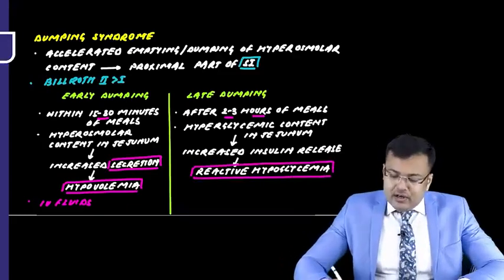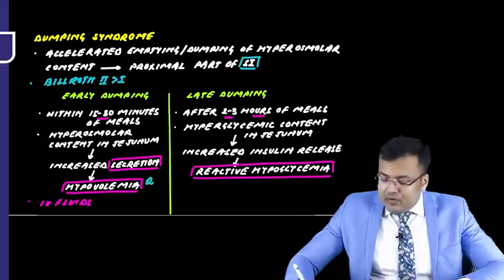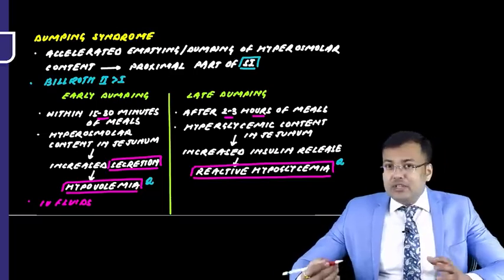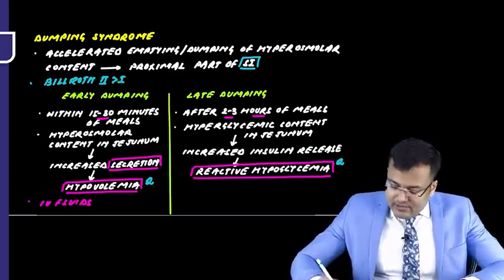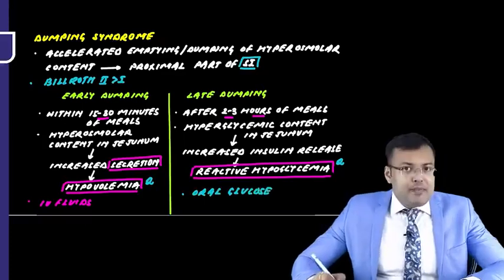So two questions. Question is asked, what is the cause of early dumping? Hypovolemia. What is the cause of late dumping? Reactive hypoglycemia. And any patient who is having hypoglycemia, what's the management? We have to give oral glucose. So in such cases, we have to give oral glucose. So this is dumping syndrome.